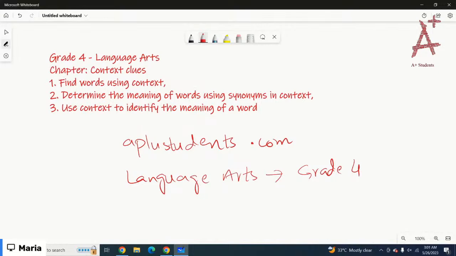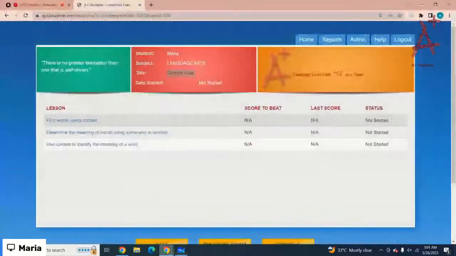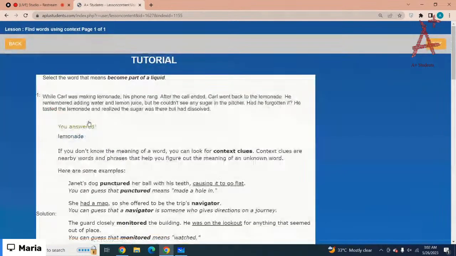We're going to start with the chapter context clues, and the lessons we're going to cover today are: find words with context, determine the meaning of words using synonyms and context, and use context to identify the meaning of a word. So let's just start with the chapter context clues. Here I'm on grade 4 language arts. The chapter we're going to start with is context clues. Let's start with the first lesson, that is find words using context.